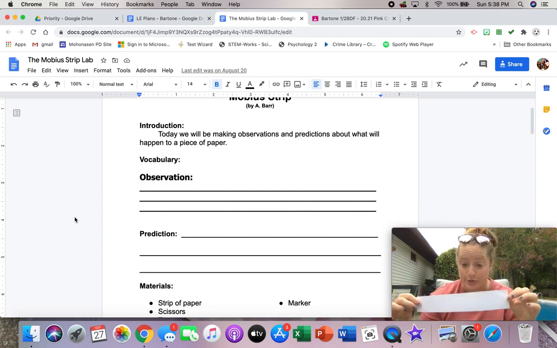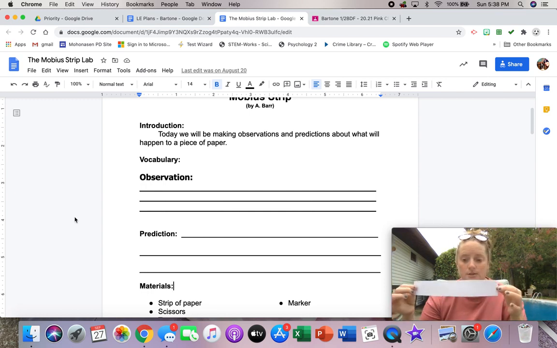If you happen to have register tape at home, you can use that too, but I suspect you don't have that, but you probably have this. Okay, so you're going to use a piece of paper like this.